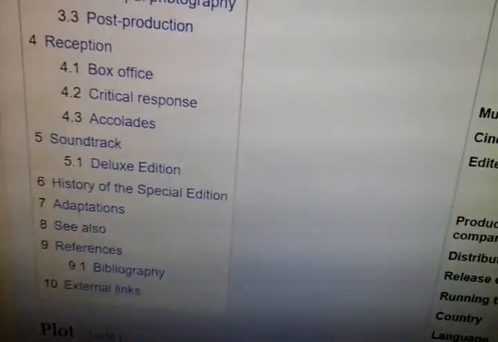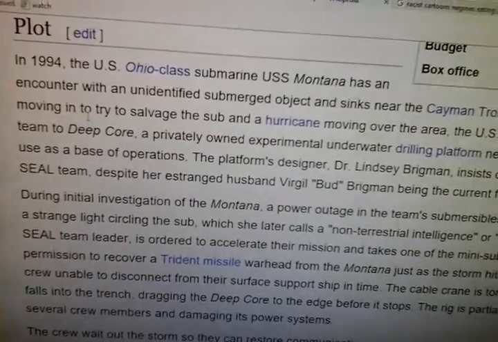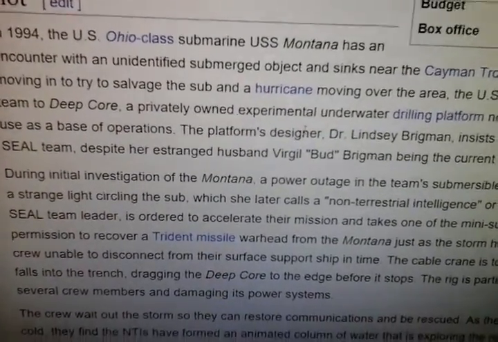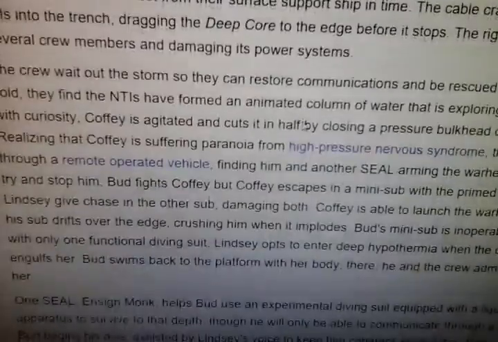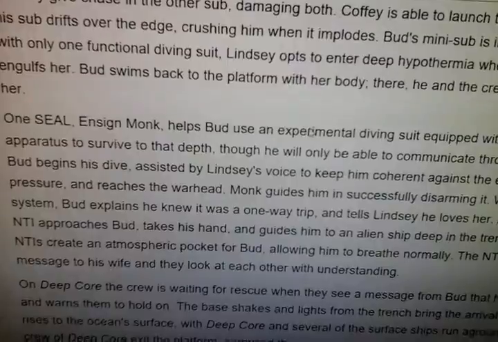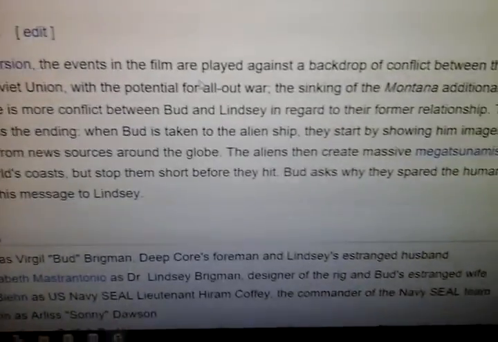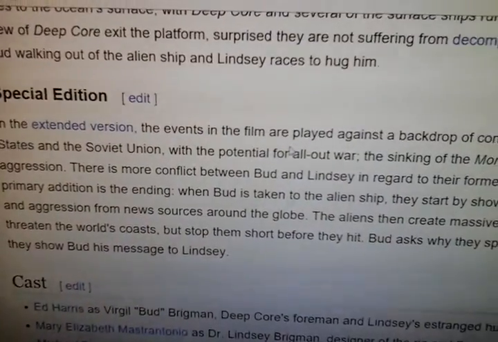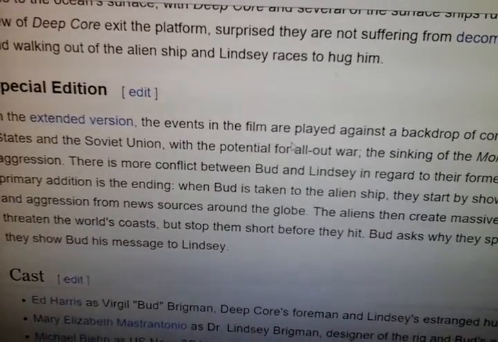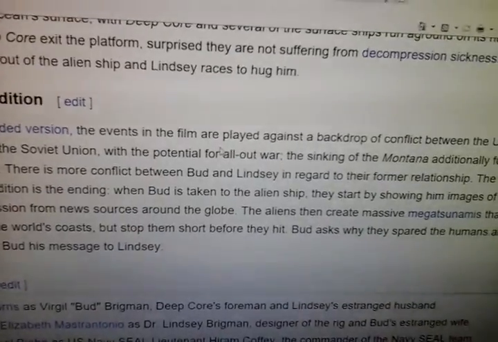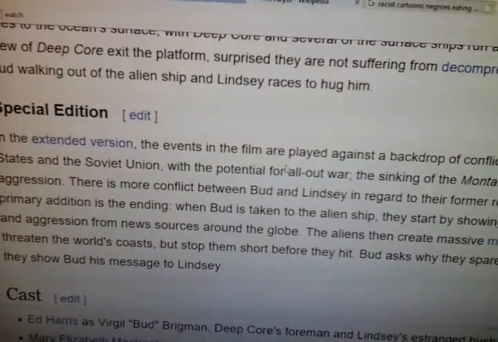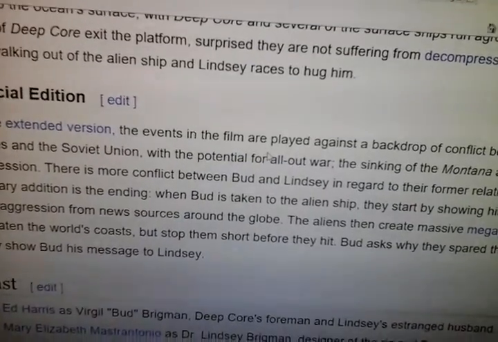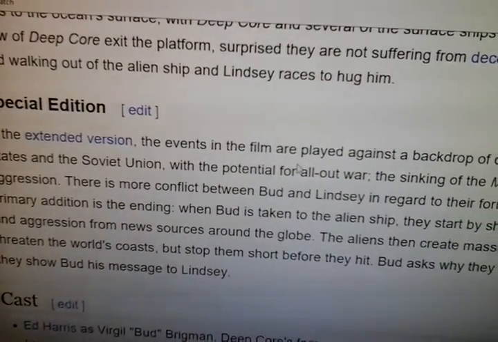And what's the plot? Let's go to the plot. Here's the plot. Right? They're doing deep sea diving, right? And they start finding things. Okay? Again, they did a special edition. One of the characters was Bud. He's taken to an alien ship. They start showing him images of war and aggression from news sources around the globe. The aliens then create massive mega tsunamis that threaten the world's coasts. Okay?